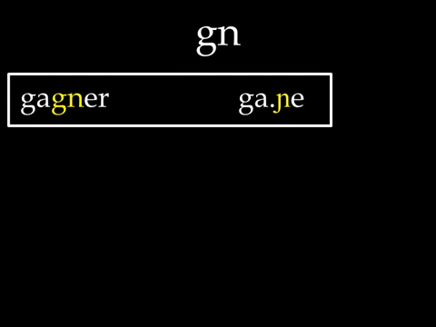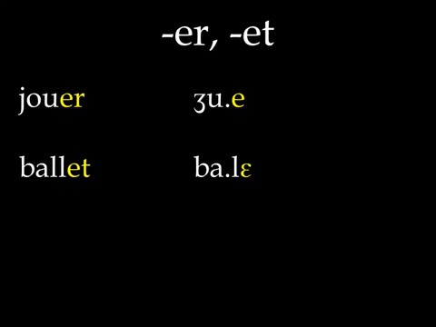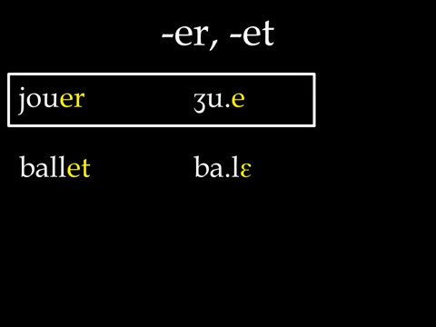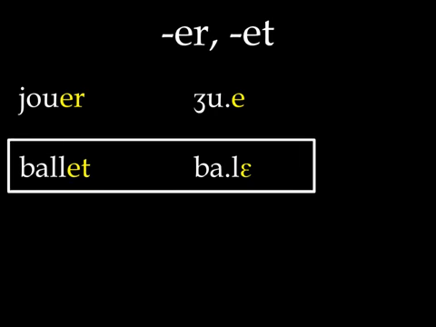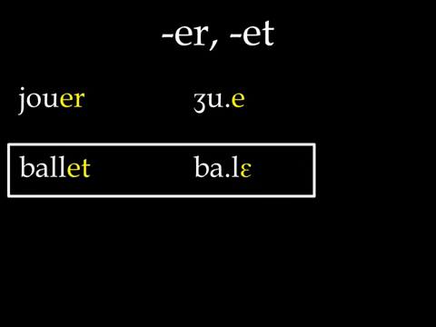GN in French is similar to the Spanish N with the tilde. It makes a ny sound. Okay, we don't pronounce the G and the N separately. It's a ny, as in gagner. Words that end in ER or ET are pronounced A, like in jouer or ballet. Now, if you look at the IPA, the sounds technically are different, but the difference is so subtle that even French people don't make the difference between the two.